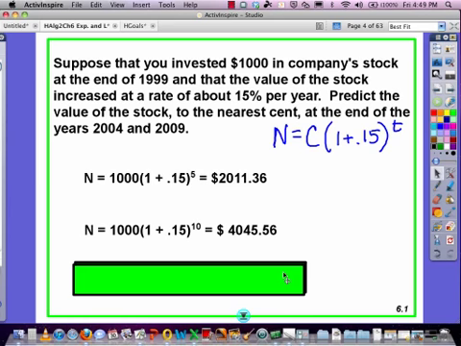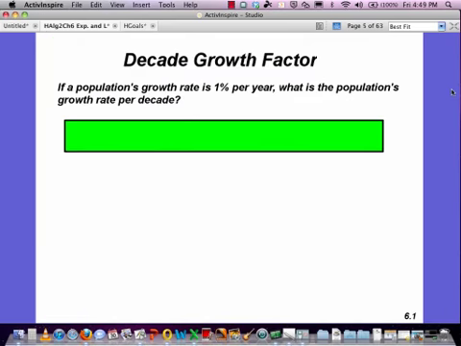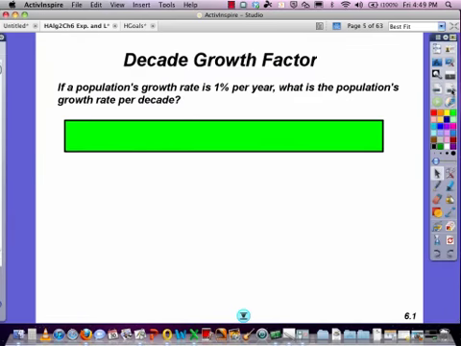So the next choice would be, obviously, we could do a decay. But let's talk about a decade growth factor. A decade, we know, is obviously a period of 10 years. So if a population's growth rate is 1% per year, what is the population's growth rate per decade? We're still thinking about that growth and decay formula that we used in the beginning. I don't give you a value here, so you can't go off of that, but we know it's 1% per year, and we know it's going to be sitting there for a decade.